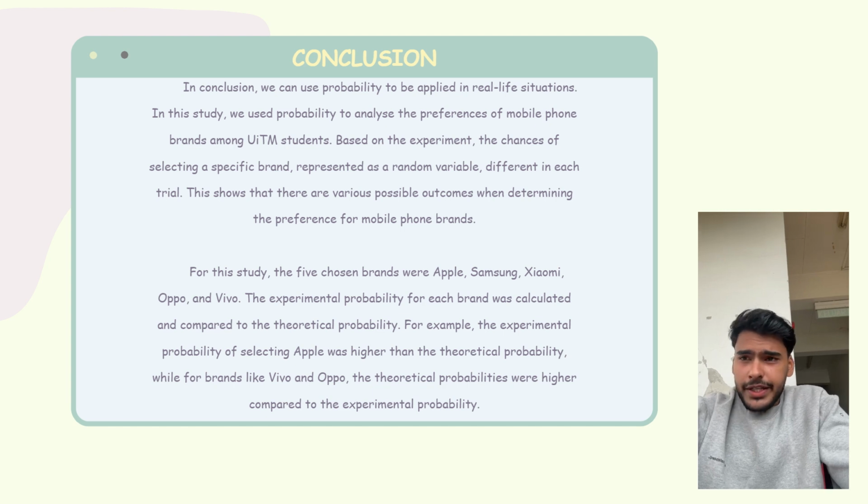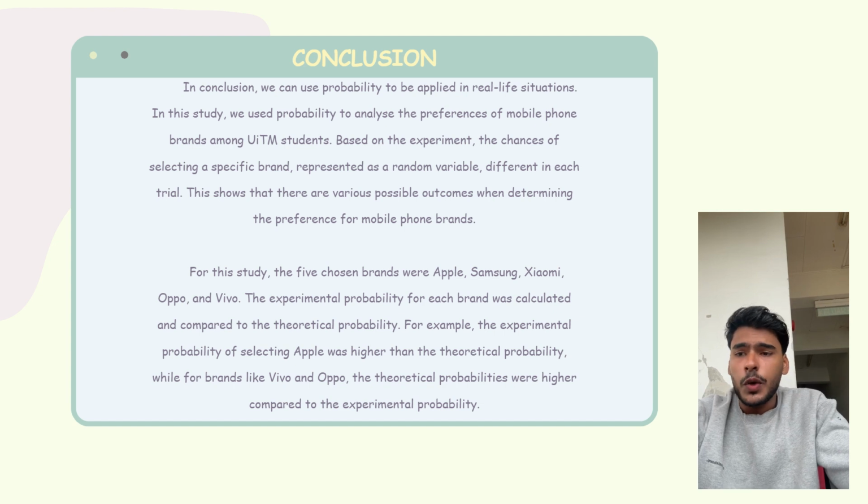To conclude everything, we can use probability and apply it in real life situations. As you can see in our study, we use probability to analyze the preferences of mobile phone brands among UiTM students. Based on the experiment, the chance of selecting a specific brand, represented as a random variable, differs in each trial. This shows that there are various possible outcomes when determining the preference for mobile phone brands. For this study, the 5 chosen brands were Apple, Samsung, Xiaomi, Oppo and Vivo.